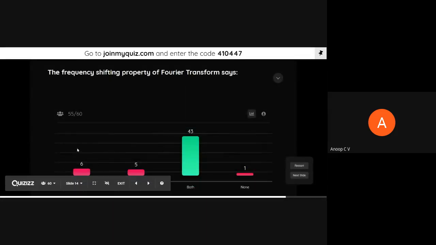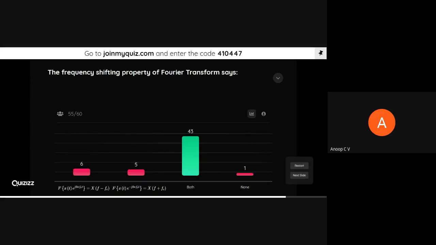If x of t has Fourier transform x of f, and you multiply x of t with e power j 2 pi fct, its Fourier transform will be x of f minus fc. That means the spectrum will be shifted right by an amount fc. And if you multiply x of t with e power minus j 2 pi fct, you will get x of f plus fc, so the frequency spectrum will be shifted left.